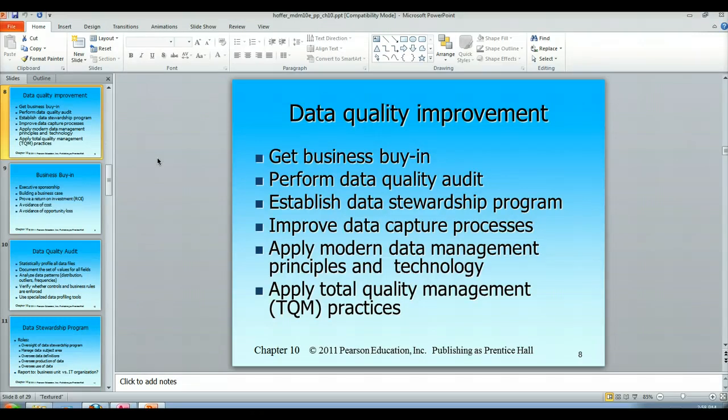So first of all, you need to get the business to buy into it. All the silos, all the people in charge, have to realize that this is going to be a time and money investment to fix the data quality.